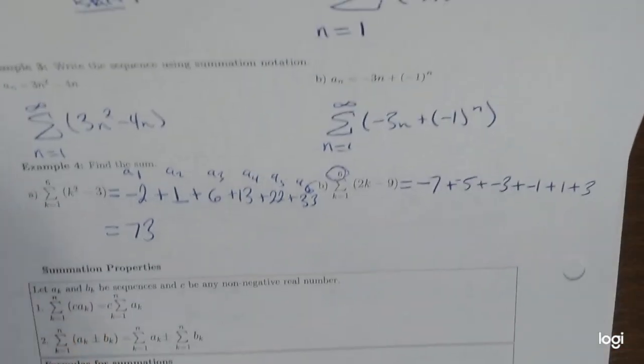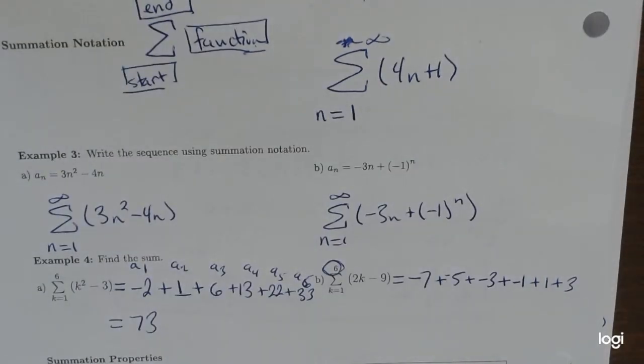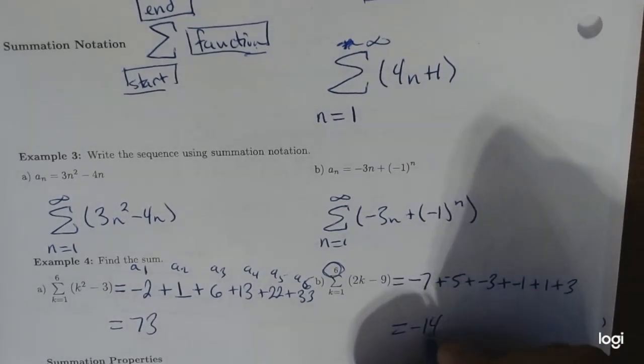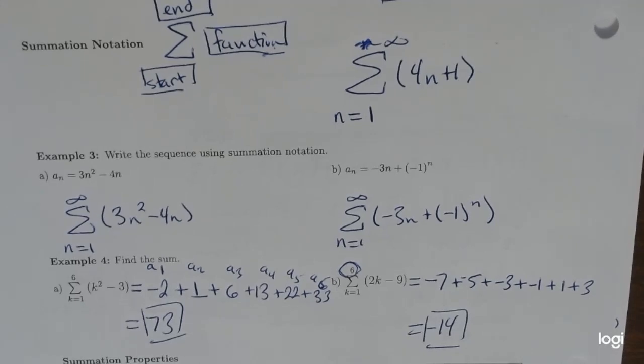3. And again, now we just add them. So it could be a negative sum, right? So negative 7 minus 5 minus 3 minus 1 plus 3 gives us negative 14. Okay. So that's how we find the sum.